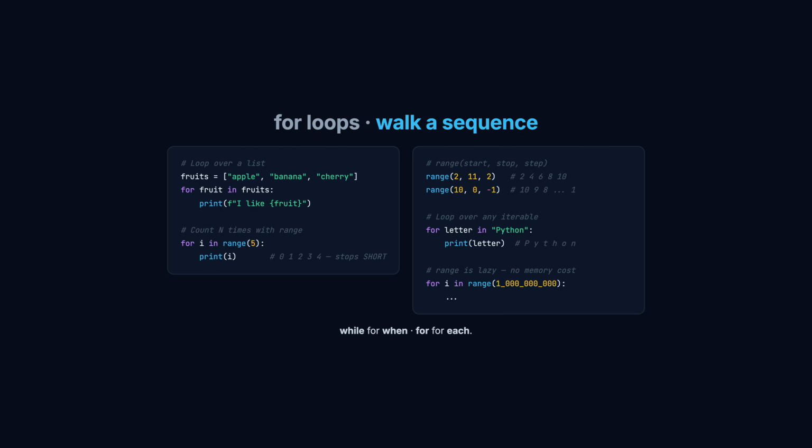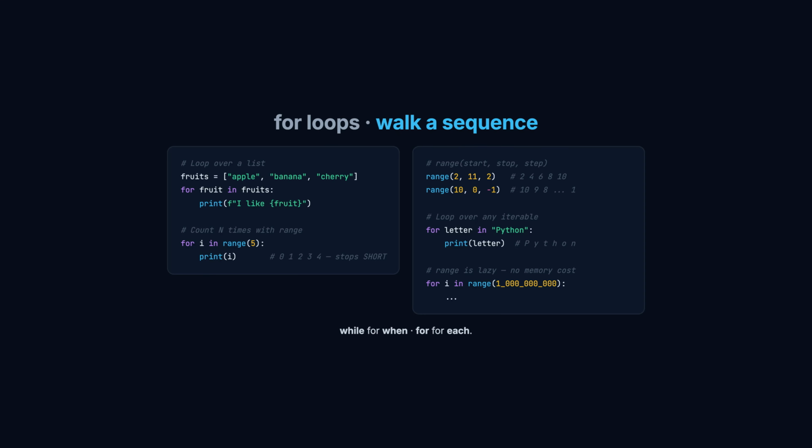One last thing. Range does not actually build a list in memory. It produces values on demand. That means range(1 billion) takes no memory. You can loop over it happily. If you try to write list(range(1 billion)), Python will build the list and your laptop will think hard. While for when, for for each.